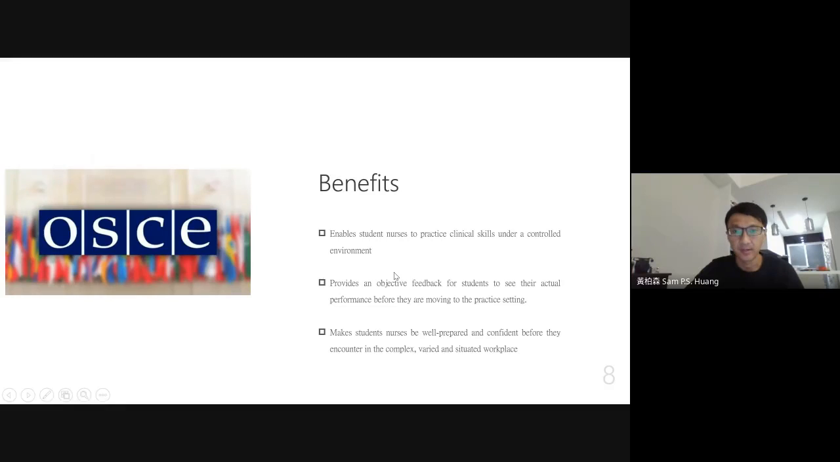Benefits of OSCE. OSCE enables student nurses to practice clinical skills in a controlled environment. It also provides objective feedback for students to see their actual performance before they move to a practice setting. And mostly it makes student nurses well prepared and gives them confidence before they encounter complex and varied situations in the workplace.